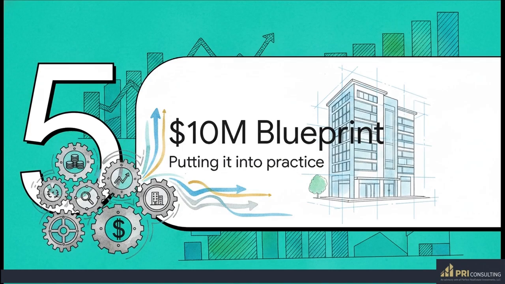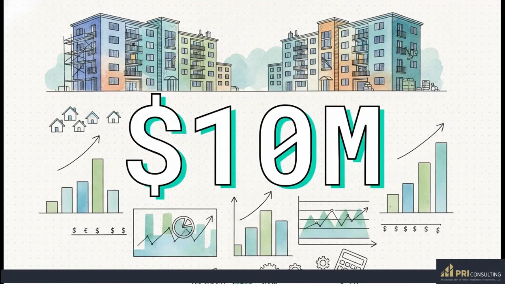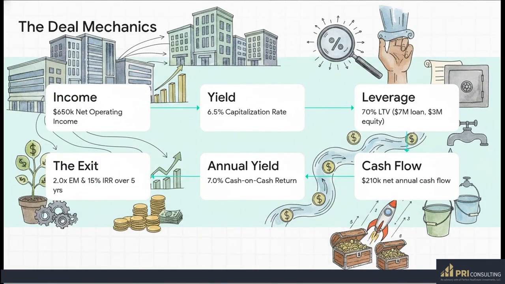Section 5. The $10 million Blueprint. Putting the toolkit into practice. All right, it's time to synthesize all these isolated gears into one interlocking real-world scenario. I want you to imagine we are underwriting a value-add multifamily property right now. Let's say the purchase price is exactly $10 million. We're going to run this property right through our new toolkit. Here's exactly how the mechanics of our deal unfold.